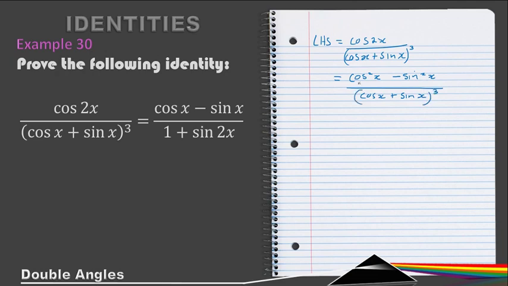Now what can I do next? If I look at this top part, I can factorize that. That looks like difference of squares. If I have x squared minus y squared, difference of squares says x plus y, x minus y. Okay, so now I'm going to say cos x plus sine x and cos x minus sine x. And that's all over cos x plus sine x to the power of 3.